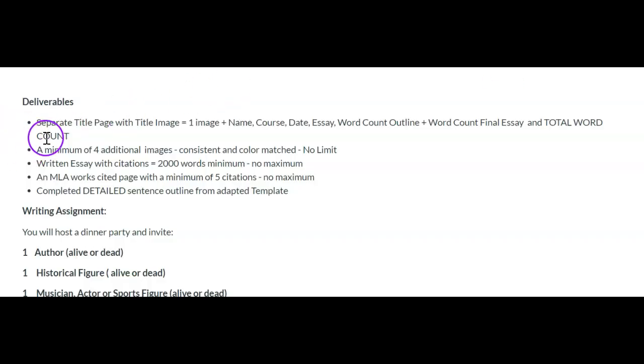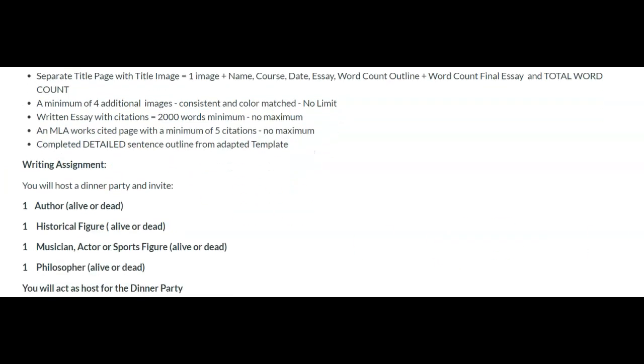Now, what you're going to need to create is a separate title page with a title image, course date, word count, and so forth. Four additional images, plus the title image, so that makes 5. A written essay, 2,000 words minimum, no maximum. An MLA works cited page, and of course, there are tutorials on how to use EasyBib to create that citation page, and a complete detailed sentence outline from the adapted template that you will find there in the module.